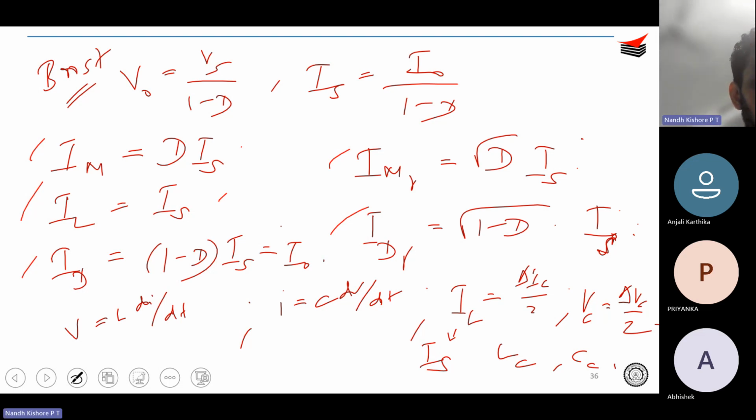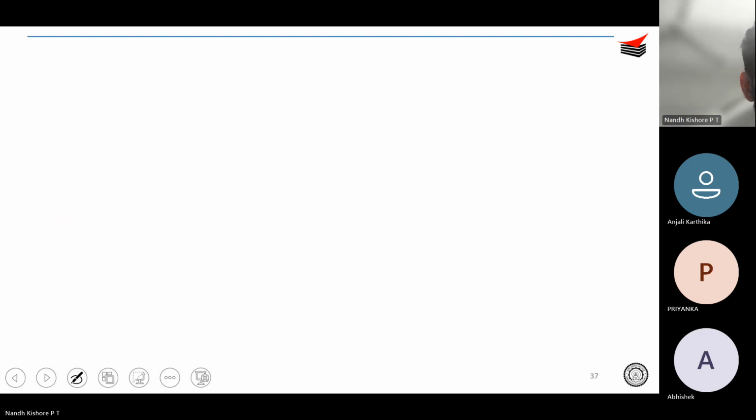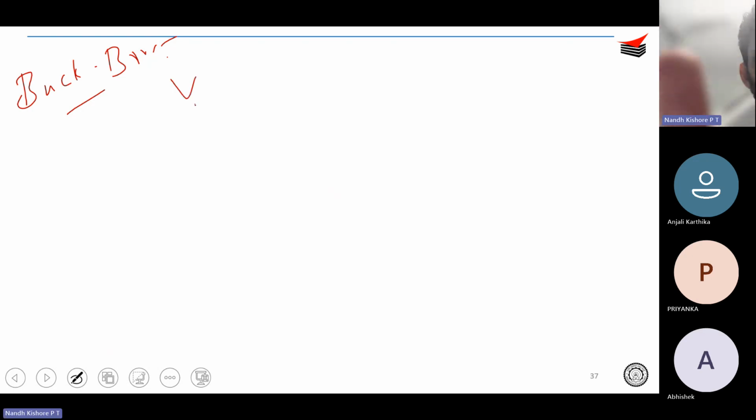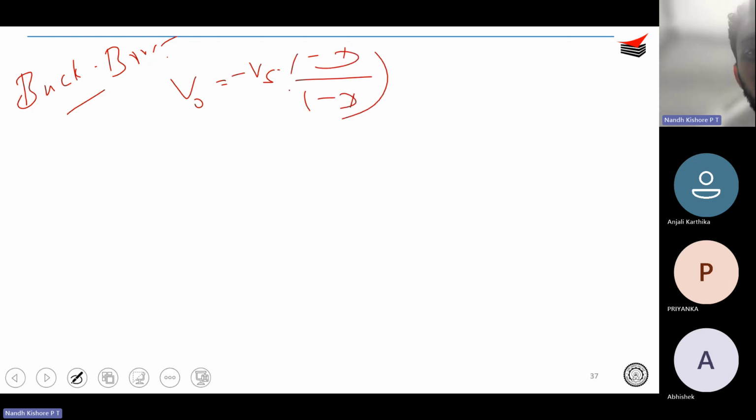Finally, we will come to the buck boost converter. Correct. So V naught is equal to Vs into minus D by 1 minus D, or minus Vs into D by 1 minus D. Okay, because the polarity is kind of opposite, reversed, right? Is is equal to I naught into D by 1 minus D.